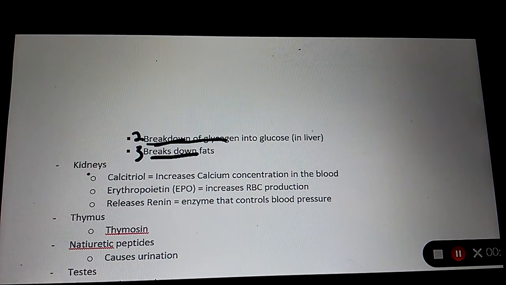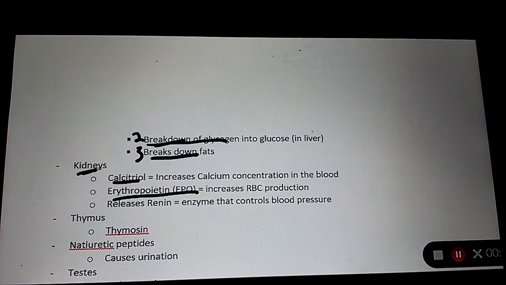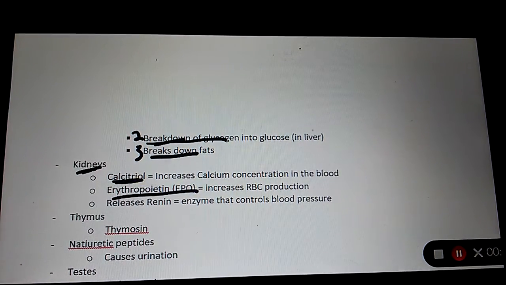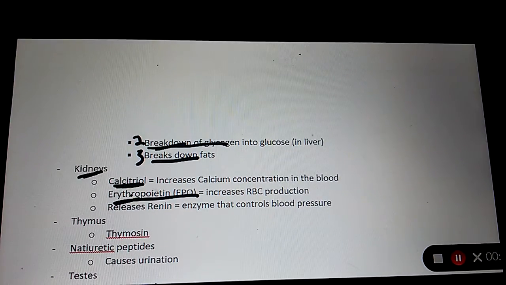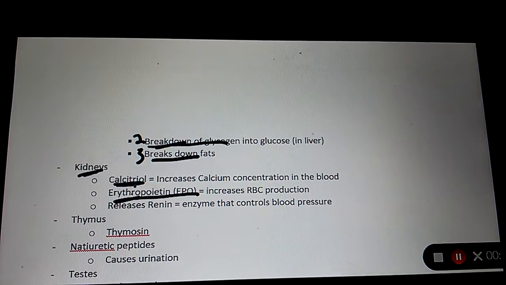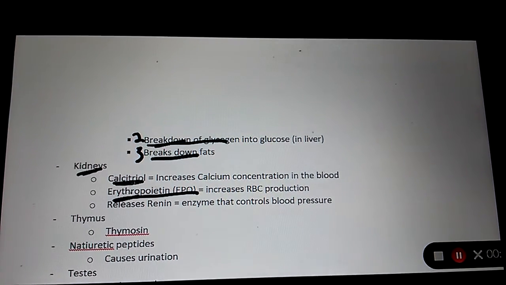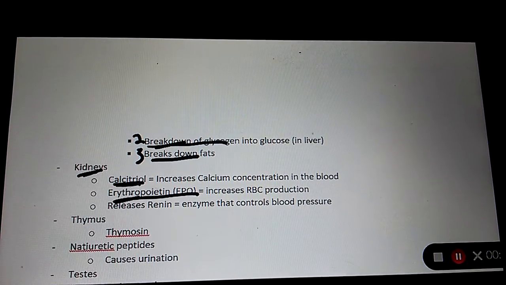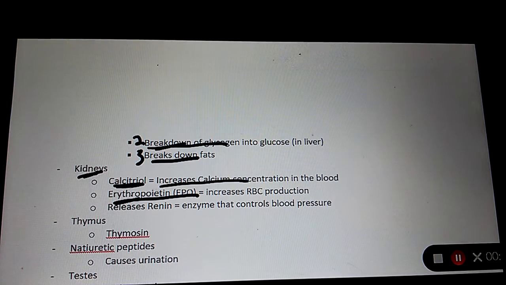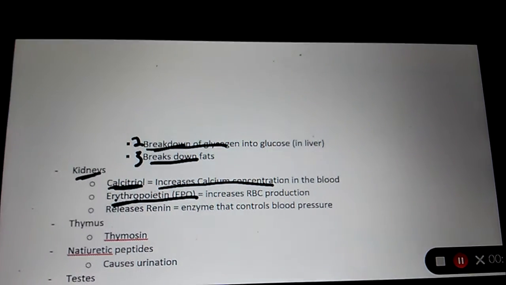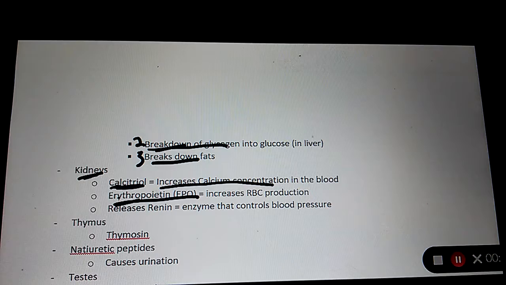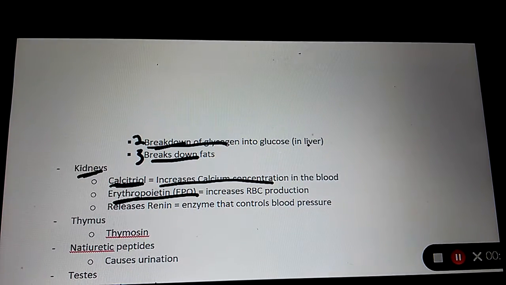Name two hormones that are produced by the kidney. Calcitriol and erythropoietin. Does calcitriol increase or decrease calcium concentration in the blood? Increase. Does calcitriol increase calcium concentration in the blood? Yes.